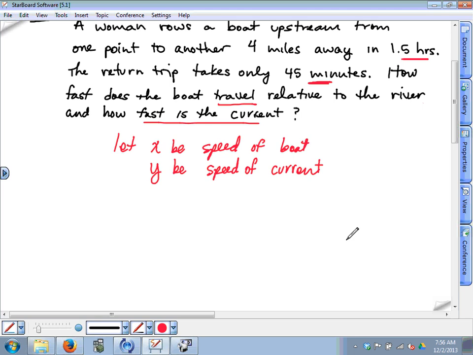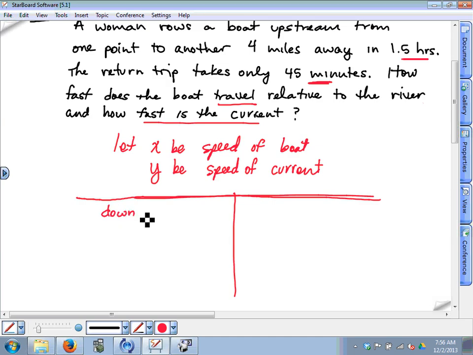Okay? The hint I'm going to give you: split your paper up like this, make a big chart. You need to make a separate equation for the downstream trip, and then an upstream. And the formula you're going to use is distance equals rate times time for both of those. So take a minute.